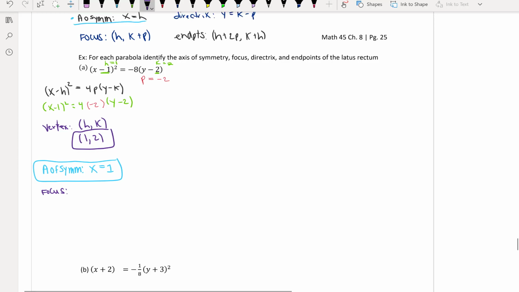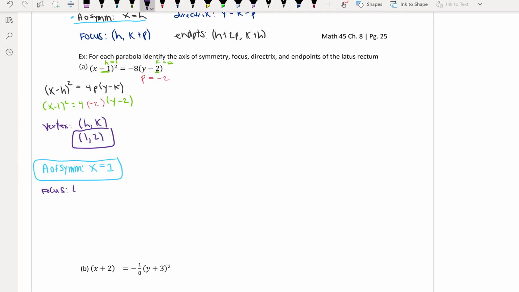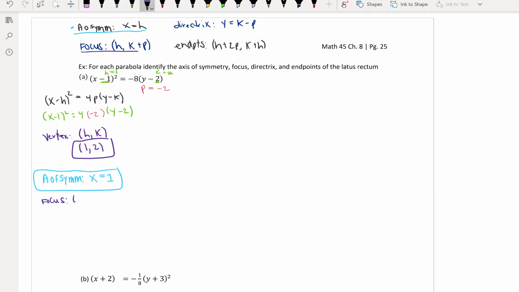So for the focus, I know it's up here. So I know that it's h, which is 1, my k value, which is 2, plus my p value, and my p value is a negative 2. So I'm going to have this as 1 comma 2 plus negative 2, well, that's going to be 0. So my focus is going to be 0. Okay.